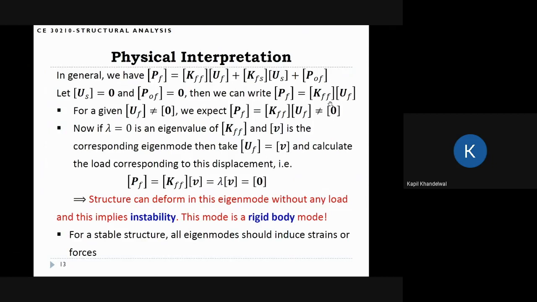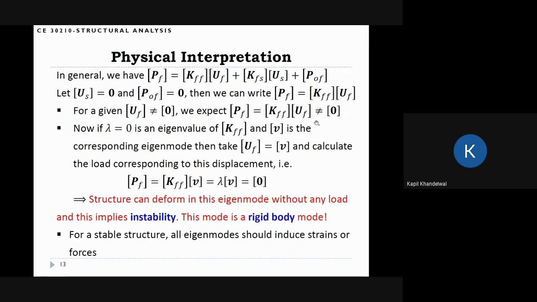And now the idea is as follows. We're going to put in some UF values, and we want to calculate PF. The idea of stability is as follows. If UF is given and is non-zero, so if we try to displace the structure and that displacement is not equal to 0, then we expect that the PF we can calculate, KFF times UF, should not be equal to 0. This is the physical condition for stability.